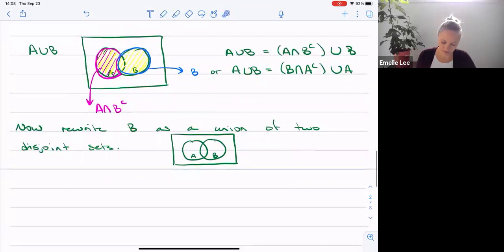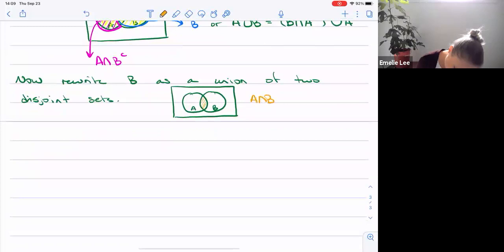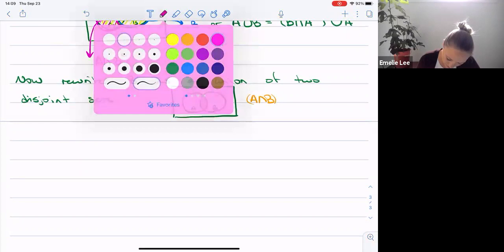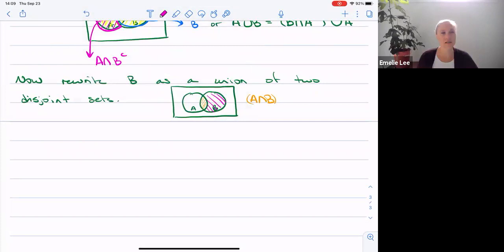All right. So if I'm just looking at the set B, I see two distinct and disjoint areas, right? So what I need to do is probably rewrite this area as a set. What's that area? That's going to be the set of A and B. And so here, that's A and B. And then here, that set is going to be the set of B, because it's all of B but not A. And so B is A and B, or B and not A.